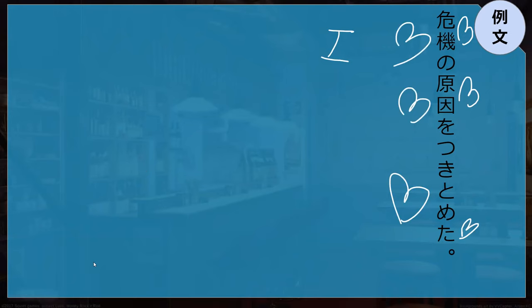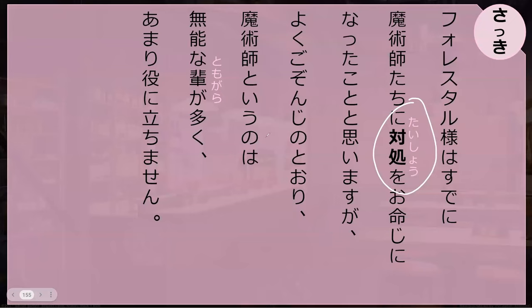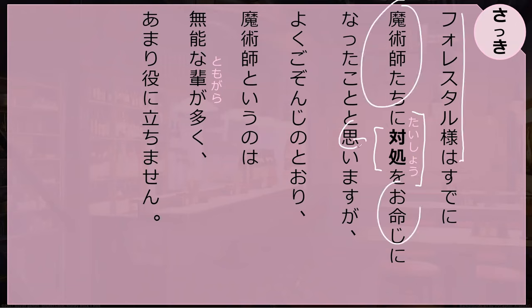Perfect. Do you know what taisho means? It's a response, but this response is not like a reply to a letter, it's more like to handle a response to an event. Like in this context, the magicians have been ordered to make a response toward the fact that the magic has been decreasing. So taisho basically means to handle something, not physically, but like to handle a job. Taisho.